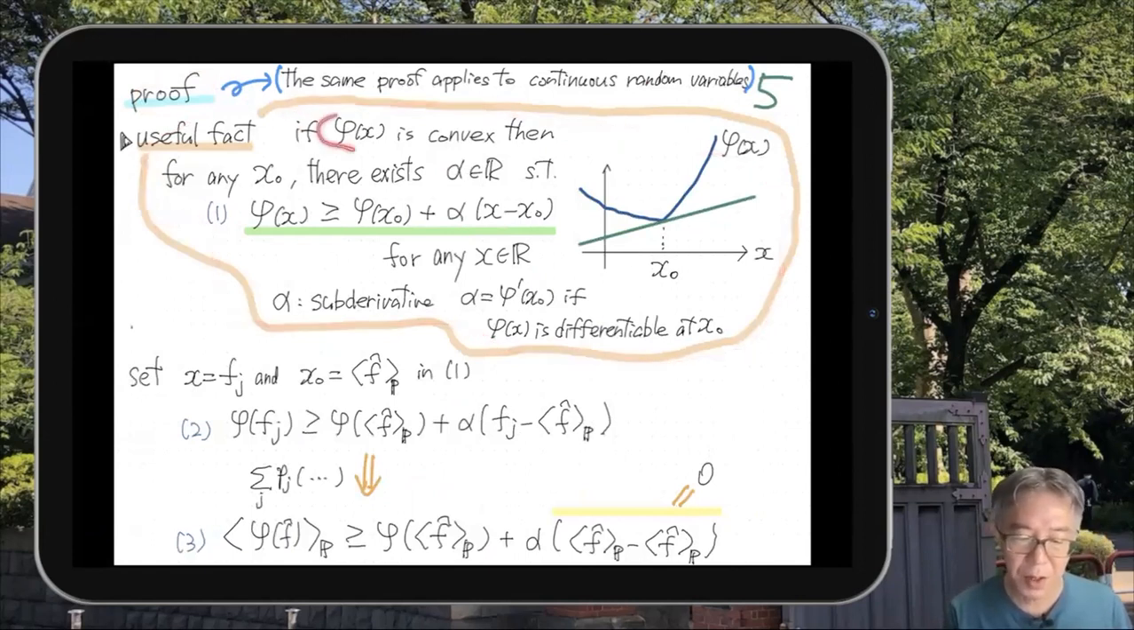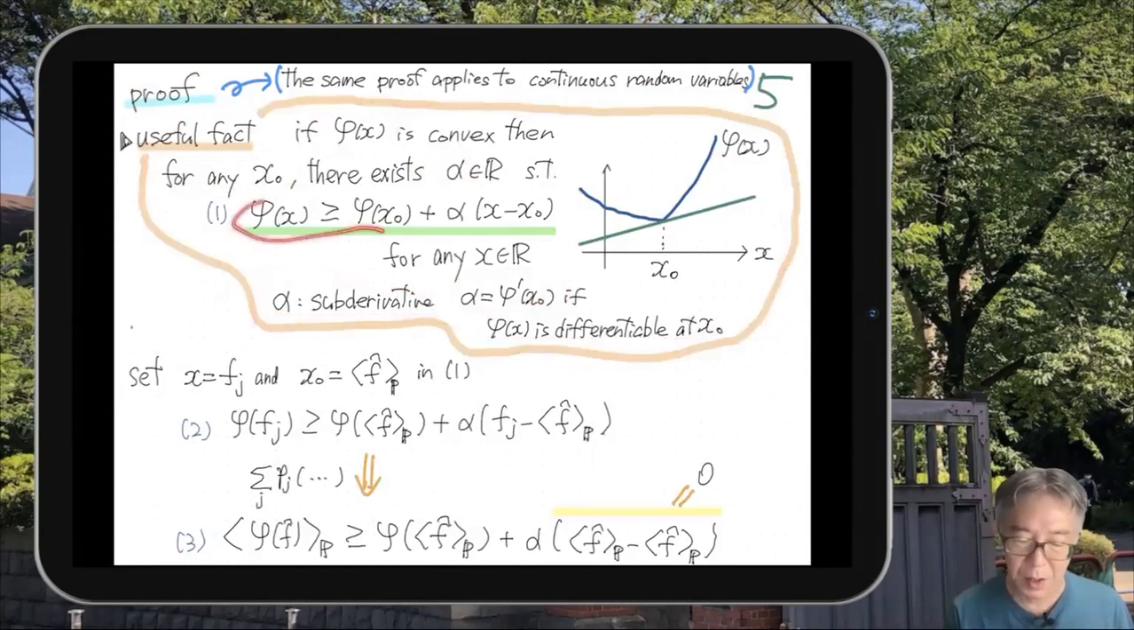Well, let phi be a convex function. Then for any x naught, you can take a constant alpha. Actually, when phi is differentiable at x naught, this is nothing but the derivative at x naught. But this is true even if phi is not differentiable. And in the general case, this alpha is called a subderivative. But anyway, you don't have to care.